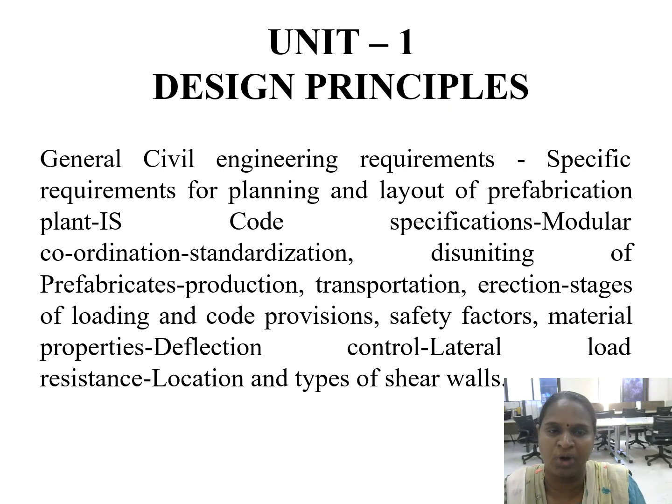See, in this unit 1, these are the topics we are going to see. One is general civil engineering requirements, specific requirements for planning and layout of prefabrication plant, IS code specifications, modular coordination, standardization, disunity of prefabricates, production, transportation, erection, stages of loading and codal provisions, safety factors, material properties, deflection control, lateral load resistance, location and types of shear wall.